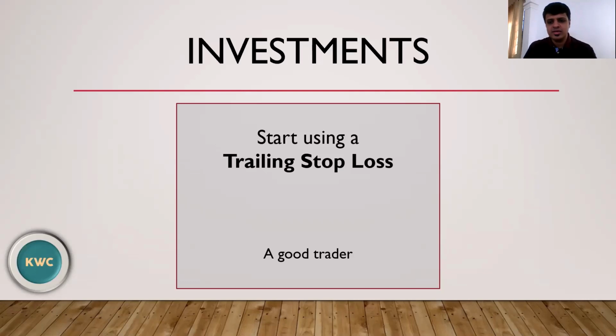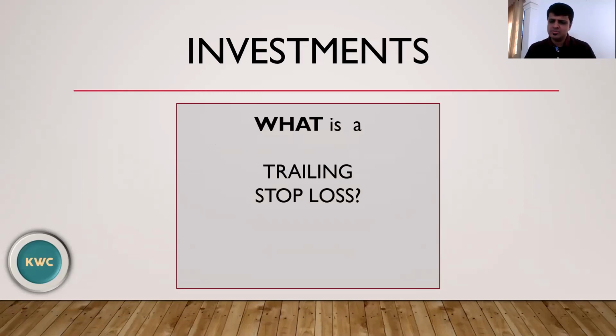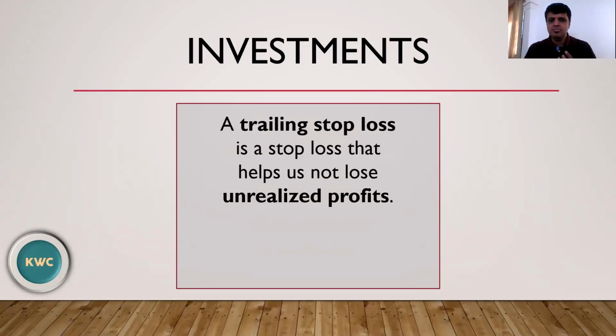Now, the problem with the trailing stop loss many times is that it'll get hit very fast. So you need to make sure your trailing stop loss is not something that can be easily hit. At the same time, you've got to make sure that you are trailing it sufficiently so that you don't lose out on profit. Now, what is a trailing stop loss? Basically, it is a stop loss, but it is not minimizing our losses. It is helping us not lose out on unrealized profit.